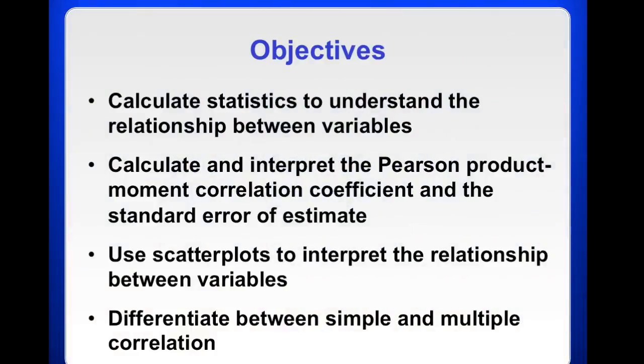Here are the objectives. First, to calculate statistics to understand the relationship between variables. Next, to calculate and interpret the correlation coefficient and the standard error of estimate. Next, to use scatterplots to interpret the relationship between variables. And lastly, to differentiate between simple and multiple correlation.